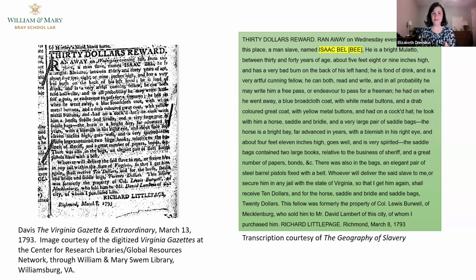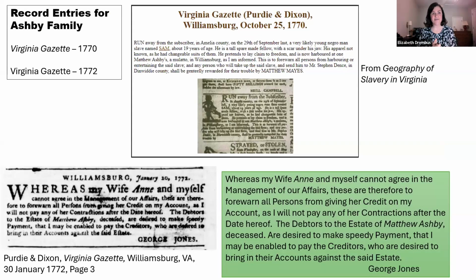All right, so we're going to highlight the Ashby family because in these two examples from the newspapers, we don't actually have Bray School scholars Harry, John, or Mary, but we do have information about their parents. In the top ad in 1770, it is another runaway ad, but this time the person who is self-liberating is a man named Sam. And he runs away from Amelia County.